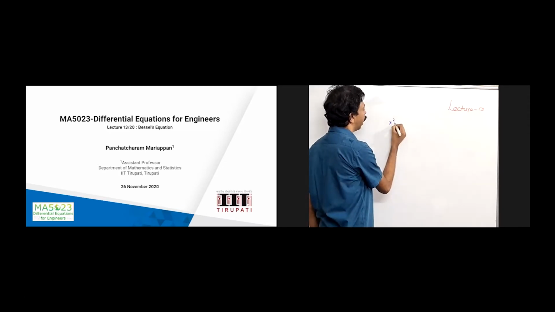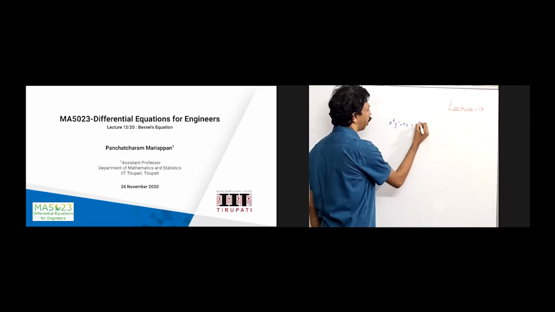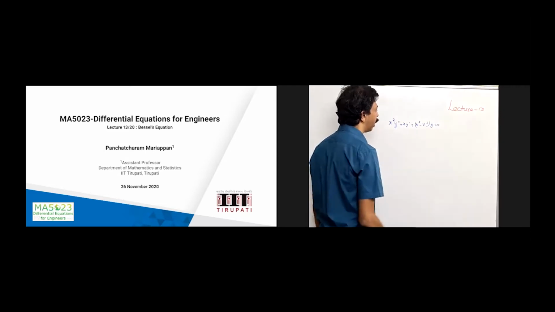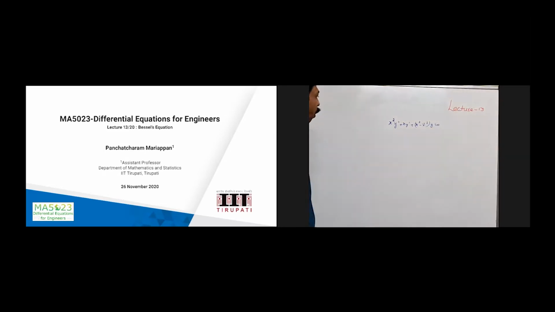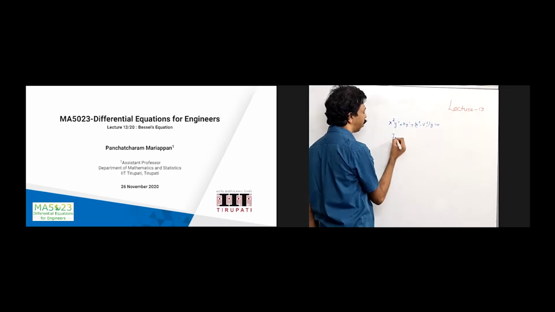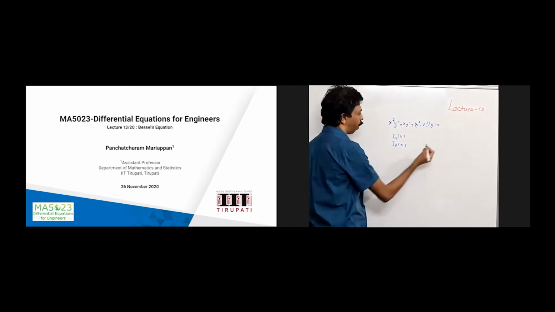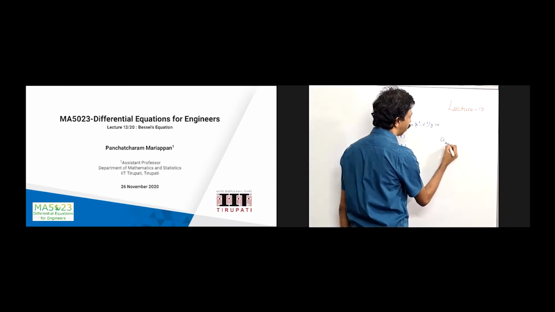The Bessel equation is given as x square y double dash plus x into y dash plus (x square minus nu square) into y equal to 0, which we have already seen. We have derived that for nu equal to n we have Jn of x, and then J nu of x. We obtained the relation for a_m, etc.